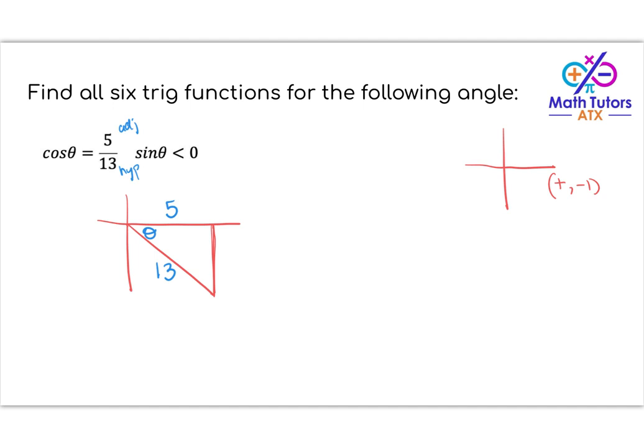And then we can still use the Pythagorean theorem, unless you already know your lovely Pythagorean triples, and this is one of my favorites. So it's 5 squared plus x squared equals 13 squared. Minus 25, minus 25, x squared equals 169 minus that, and there you go. And we get x is equal to 12.